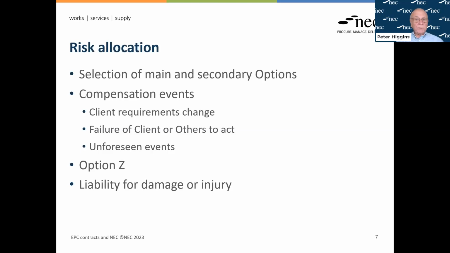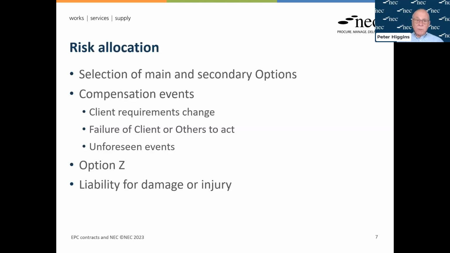Change in the law of the country. If the legal requirements make it more complex, more expensive to do the work, who's carrying that risk? Limit of liability. Is the contracted liability unlimited, or is there some limit? So there are a number of secondary options you need to look at to see how the risk allocation is handled.